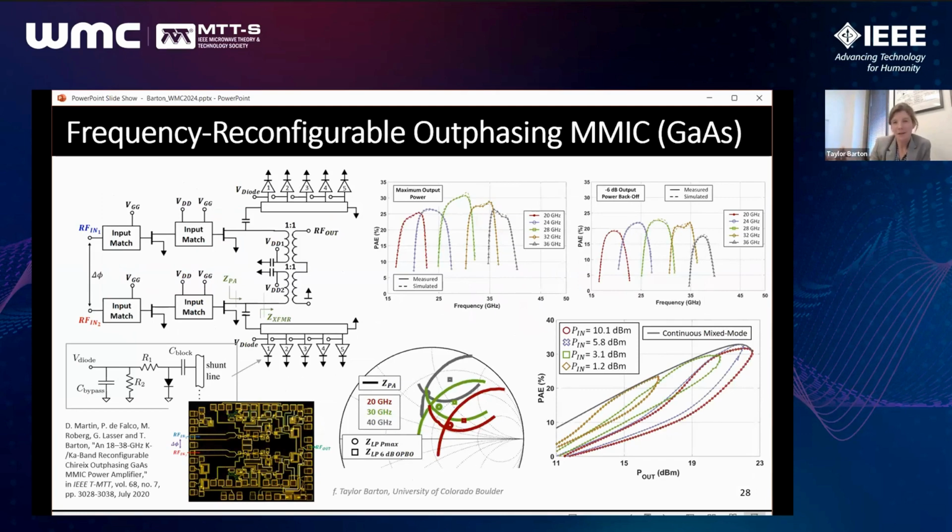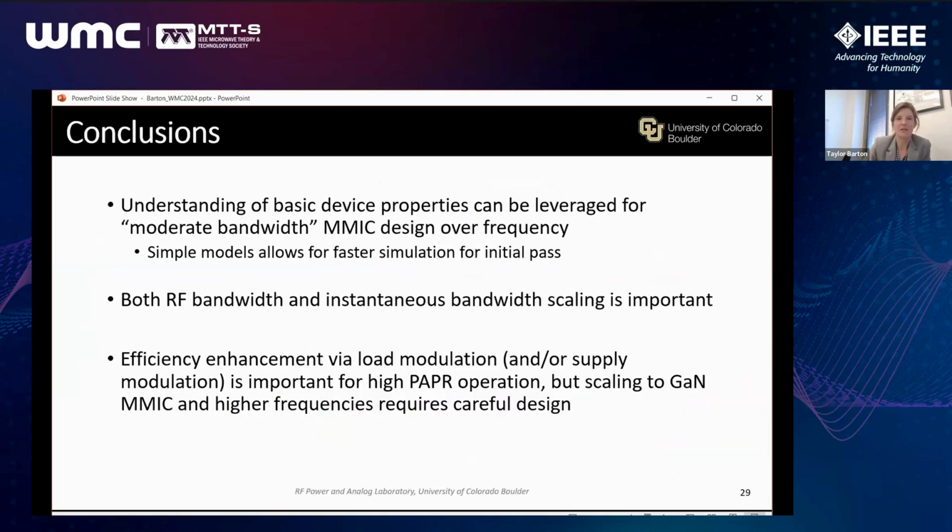This one was a GaN MMIC, 20 gigahertz. Actually, I should say 16 to 38 gigahertz, 28 is the center. We're able to frequency reconfigure over that whole band and get efficiency enhancement at backoff. So again, you can combine a lot of these ideas and get systems that are increasingly complex, but by doing some of the signal processing in analog, we're able to try to mitigate the complexity issues.